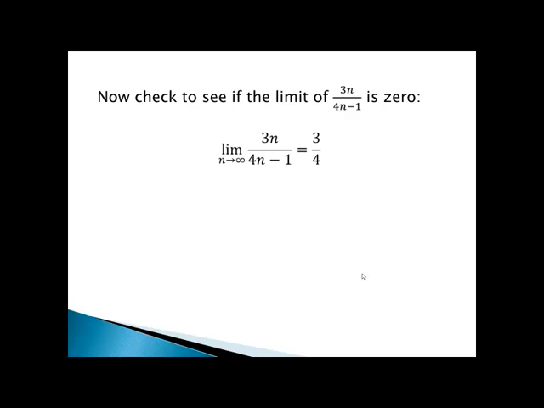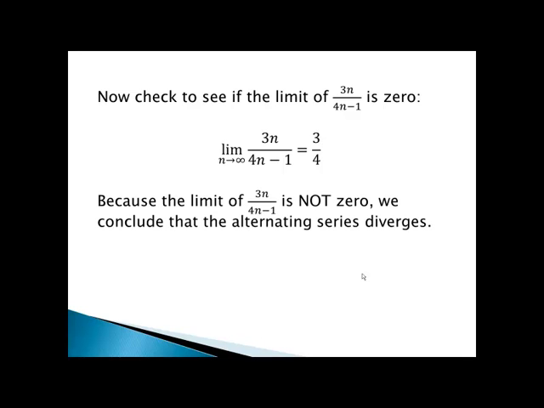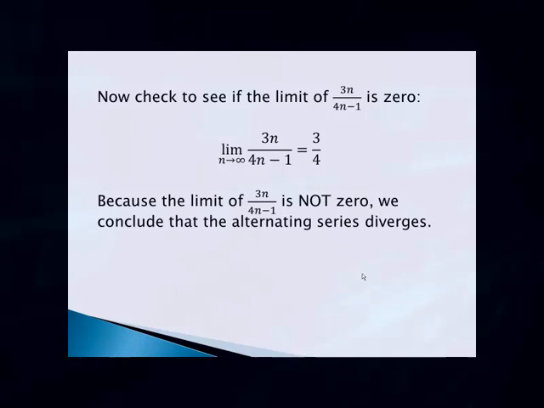Well, using L'Hopital's rule, I find that the limit as n approaches infinity of 3n divided by 4n minus 1 is 3/4. Although the terms of the sequence are decreasing, their limit is not 0, therefore we conclude that the alternating series diverges.